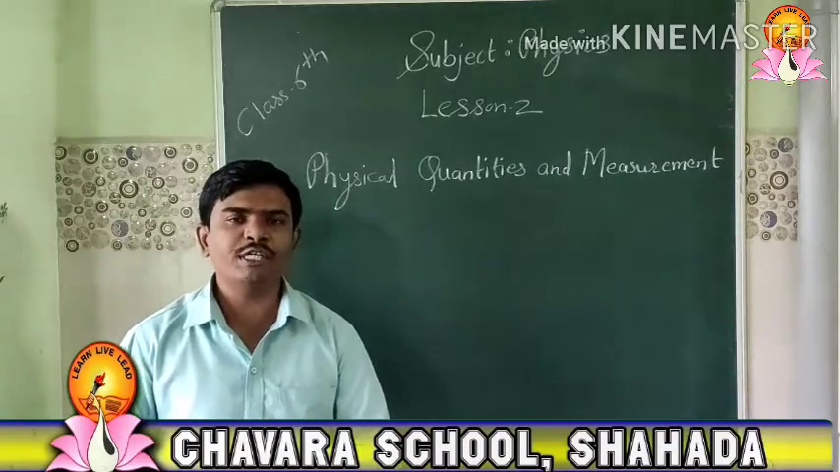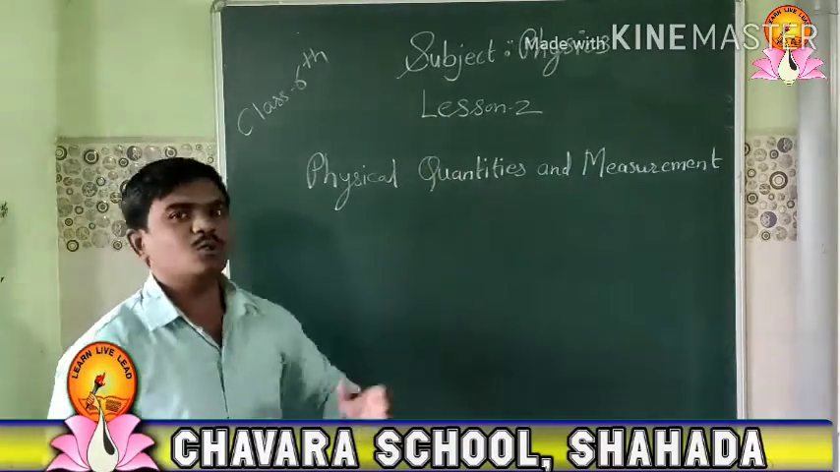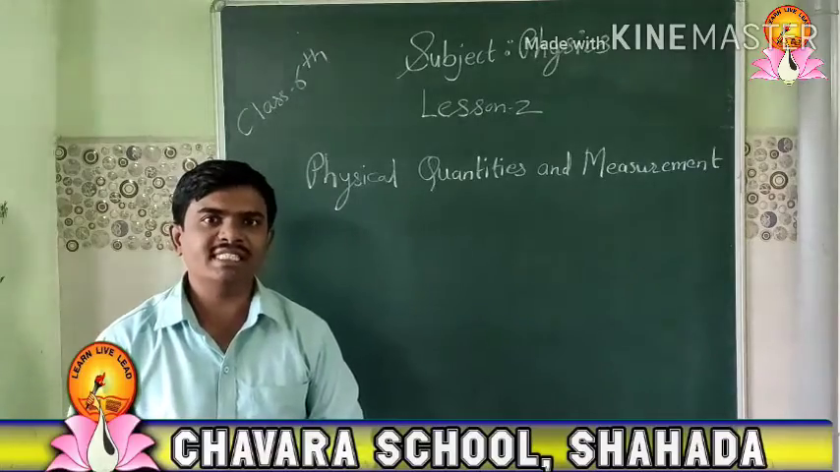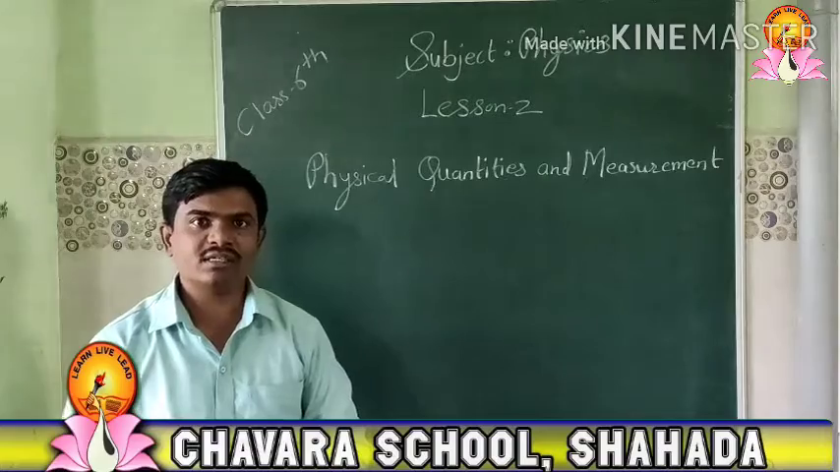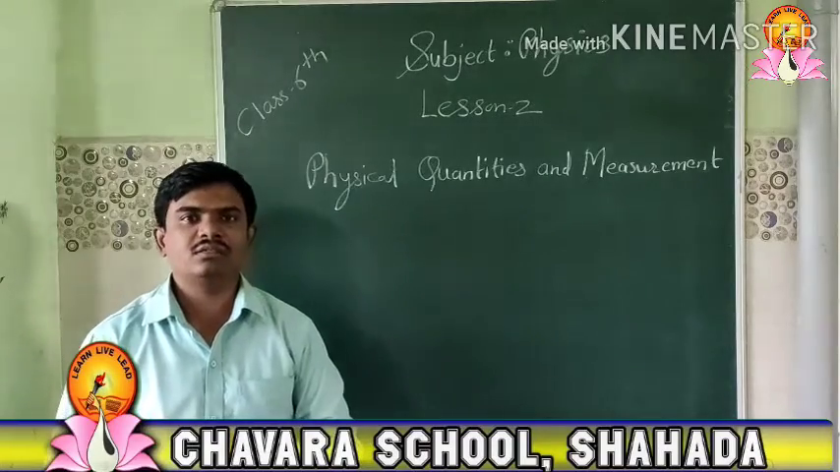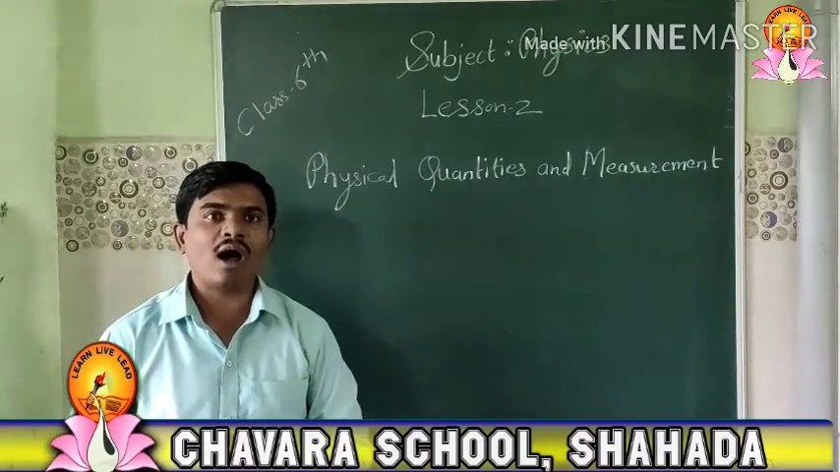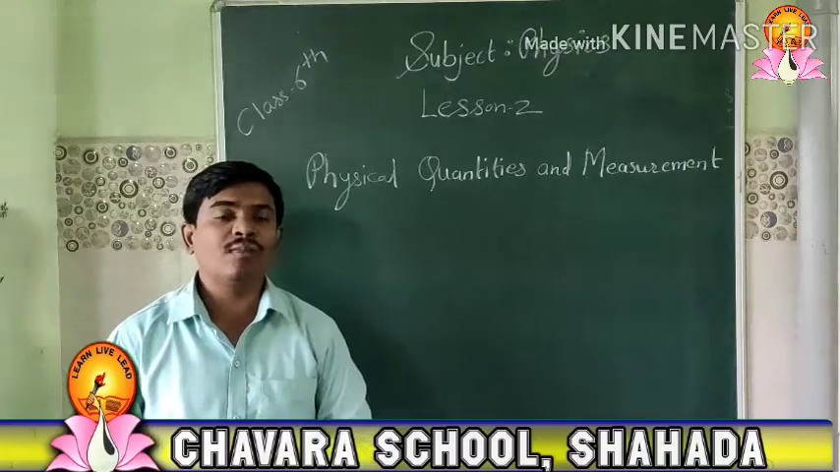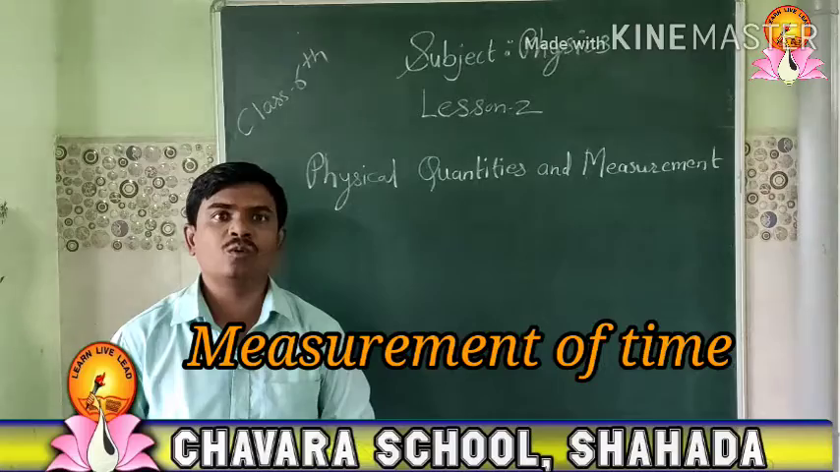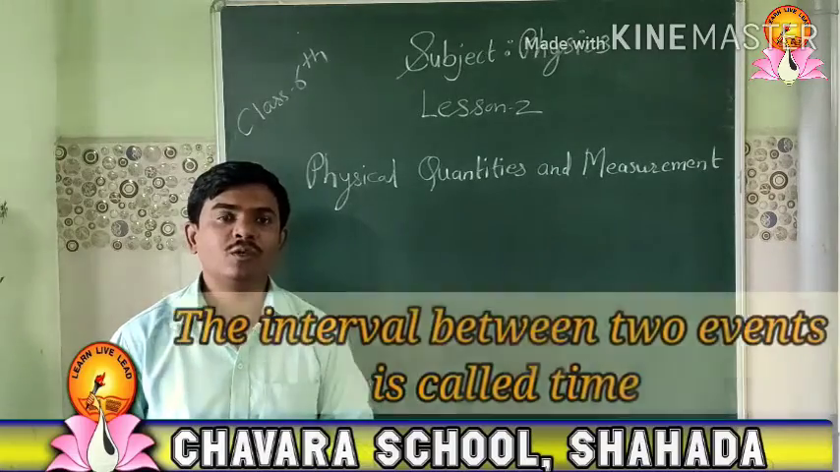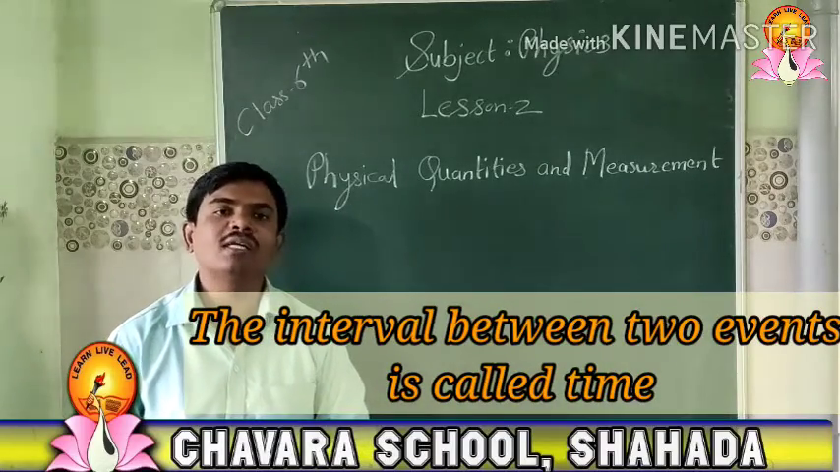Now I am going to teach you lesson number 2, physical quantities and measurement. Subject physics, class 6. Students, now I will teach you measurement of time. The interval between two events is called time.